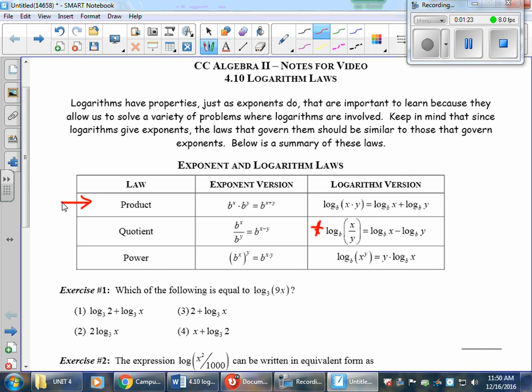Taking a minute and understanding these laws really will be helpful before we start moving on. So take a minute, look at them, make sense of them, and meet me at exercise 1.